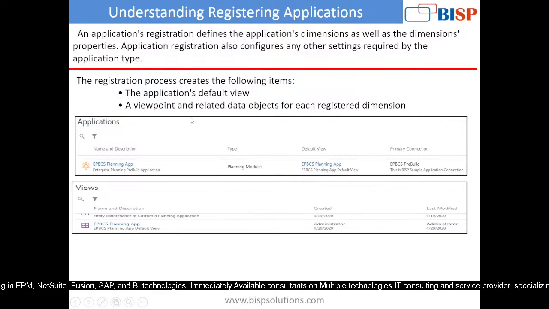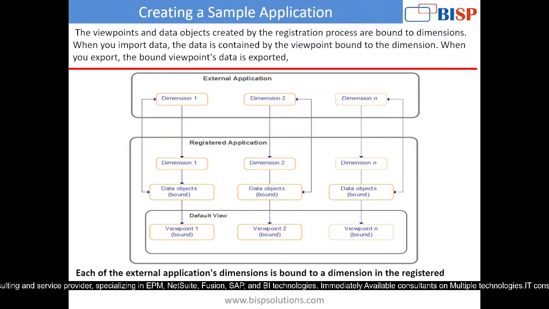Okay, the registration process creates the following items: the application default view, as you can see here. It comes with a default view and a viewpoint and related data objects for such a registered application. So in a basic manner, what we are trying to say is that when we create an application, we get the application, then a default view for that, and for the particular view we get a viewpoint, and under the viewpoint we have various data objects: the node type, the hierarchy set, and the node sets.